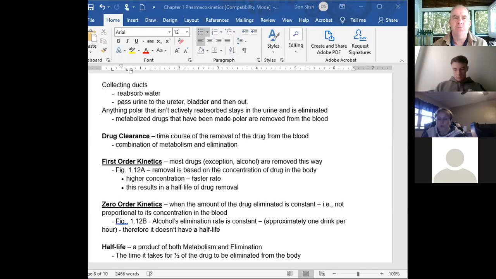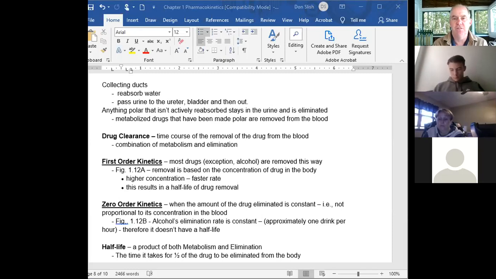First order kinetics means whatever your half-life is, half of the chemical in your body will be removed every half-life. So if you've got something at 100 milligrams per mil in your blood, half-life is 12 hours. After 12 hours, half of that will be gone, you're down to 50. After 12 more hours, half of that will be gone, you're down to 25. Another half-life, you're down to 12 and a half, and so on.